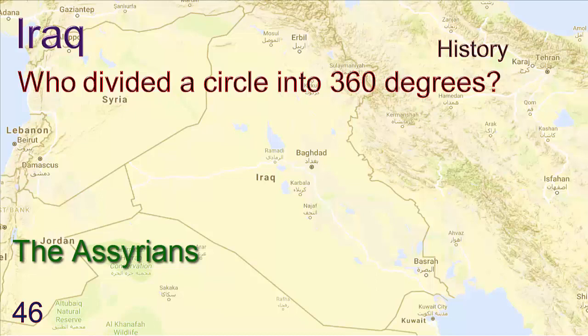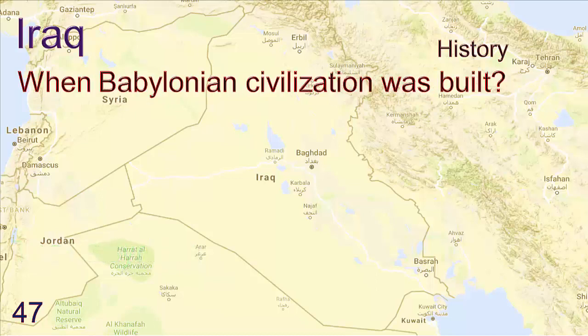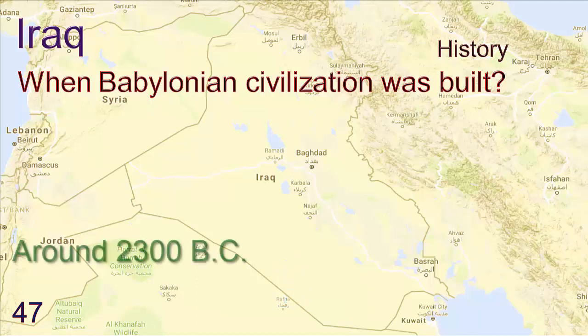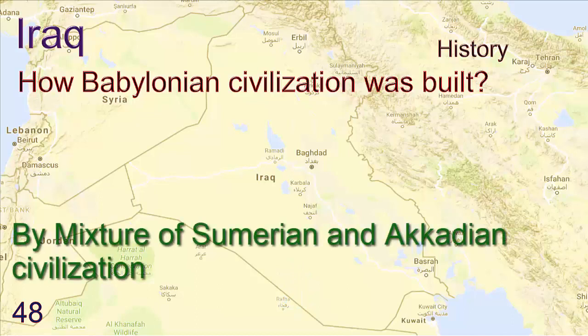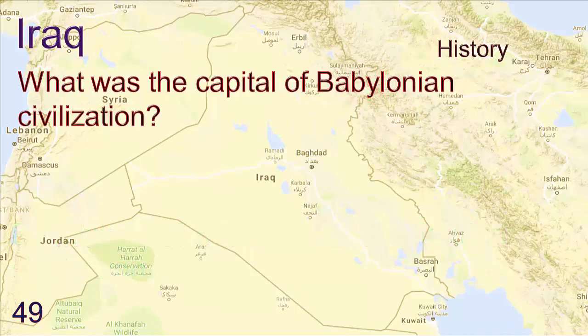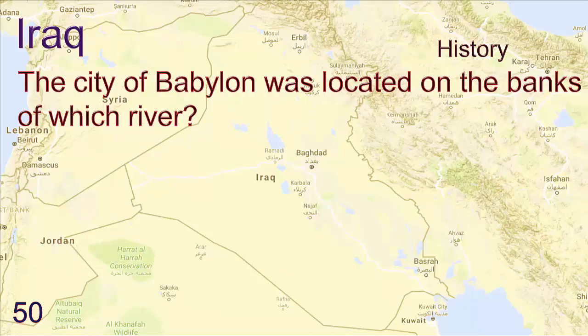Answer is the Assyrians. When was Babylonian civilization built? Around 2300 BC. How was Babylonian civilization built? By mixture of Sumerian and Akkadian civilization. What was the capital of Babylonian civilization? Answer is Babylon. The city of Babylon was located on the bank of which river?